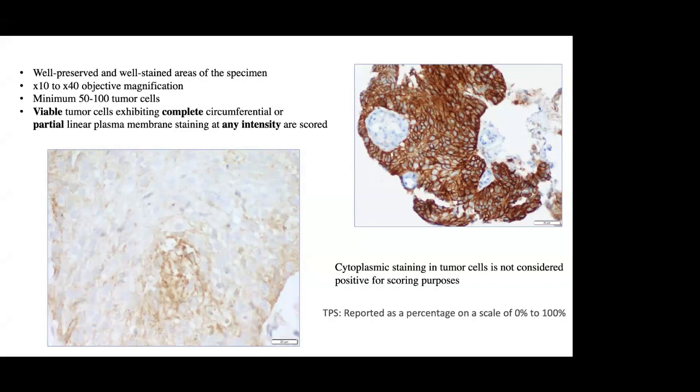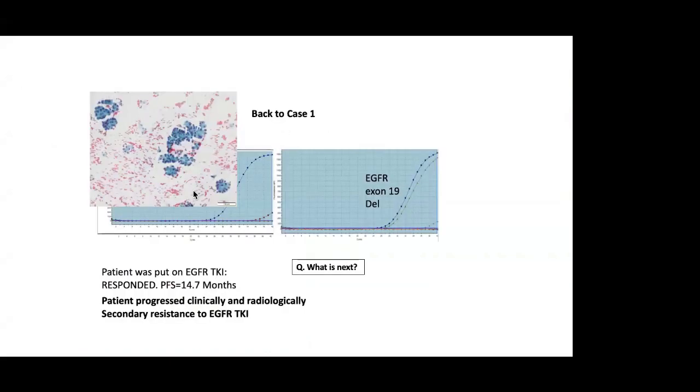All right, and intensity does not matter. You don't need strong positivity; even if it is faintish, it should be linear and membranous, and even if it is partial, that is fine. So TPS is a percentage on a scale of 0 to 100%. And cytoplasmic staining is not considered. In cytology specimens this is another problem, because membranous positivity diffuses onto the cytoplasm, so it is difficult to say whether it is cytoplasmic or membranous, but in biopsy it is seen. So this is how PDL1 TPS is to be reported.